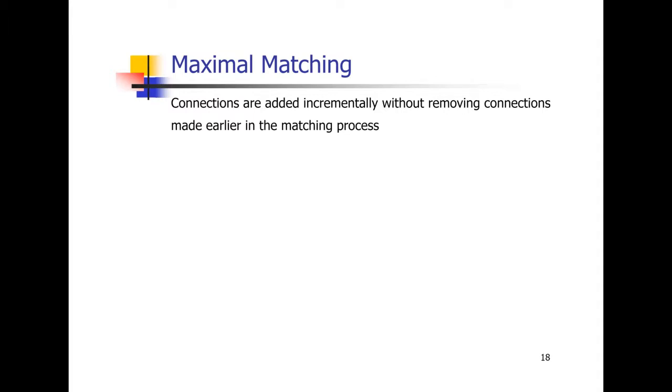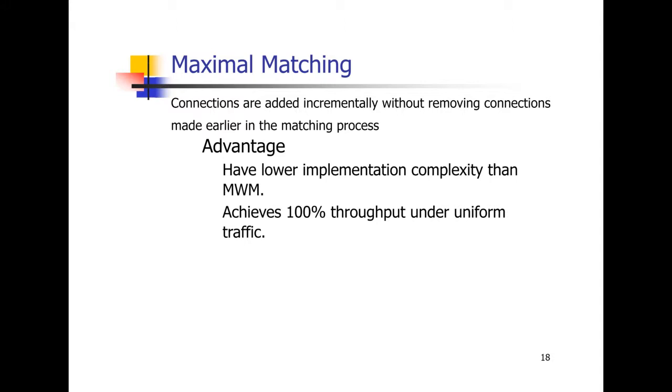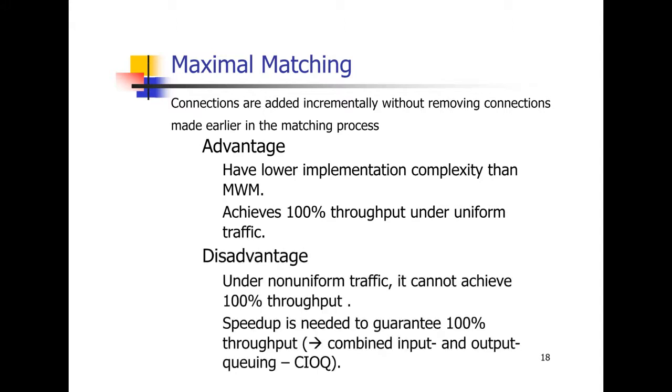Okay? In each iteration we can add other connections, if it's possible, to an initial set of connections that have been selected. We can achieve 100% throughput under uniform traffic, not if the traffic is not uniform, but we have a lower implementation complexity.